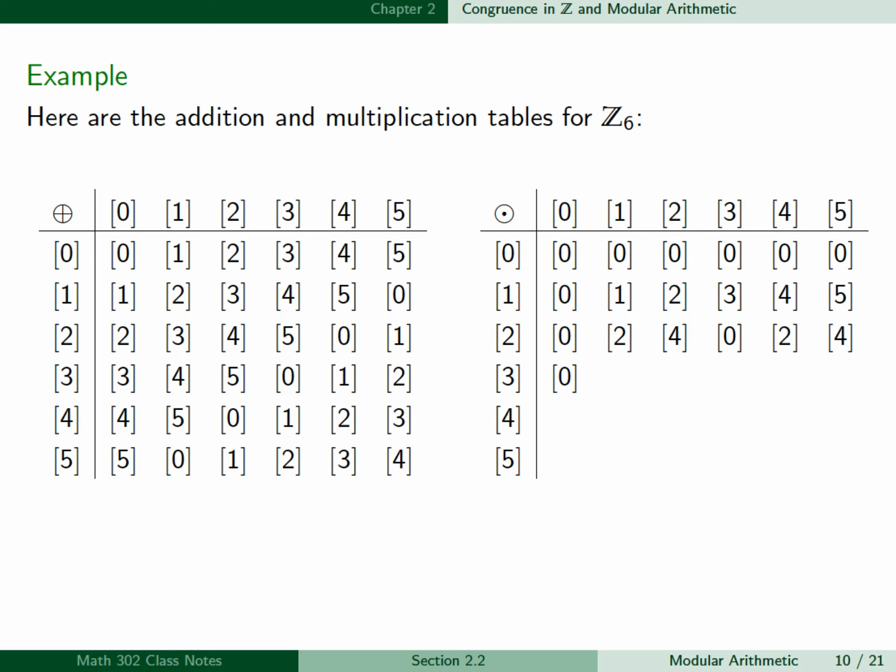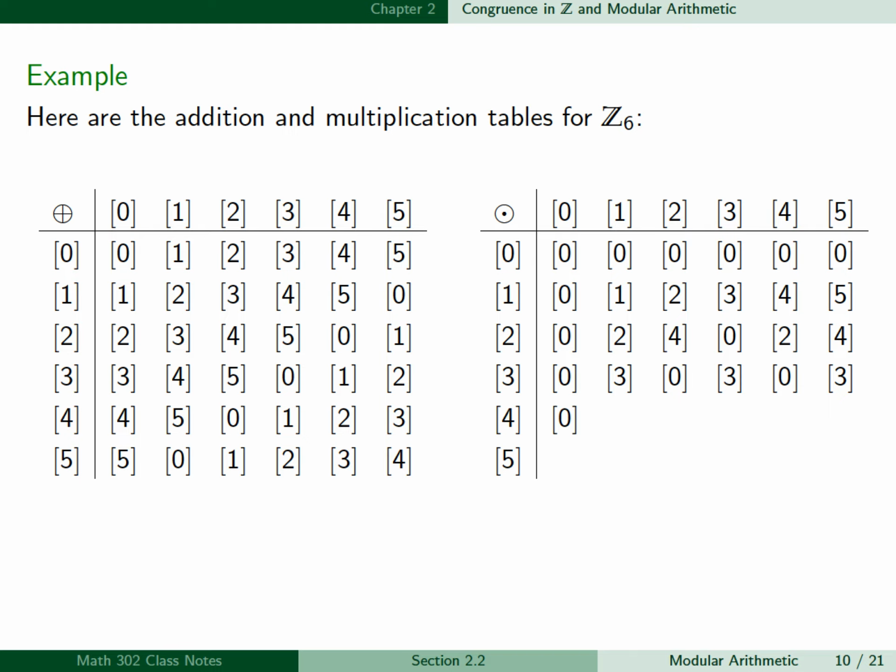And then 3 times 0 is 0, 3 times 1 is 3, 3 times 2 is 6, which is the same as 0, 3 times 3 is 9, which is the same as 3, 3 times 4 is 12, which is the same as 0. 3 times 5 is 15, which will be the same as 3.